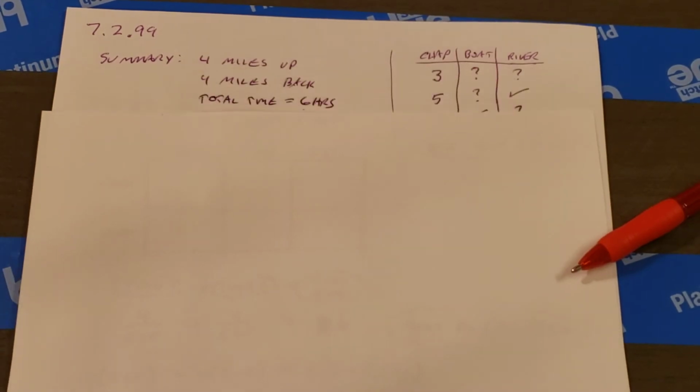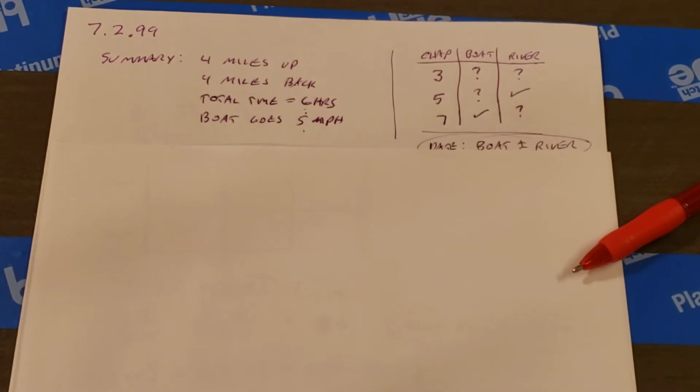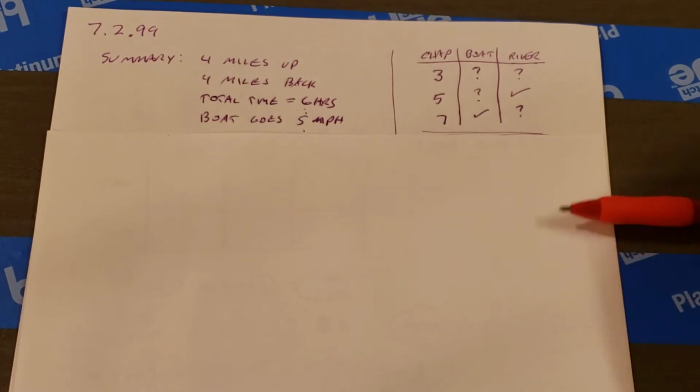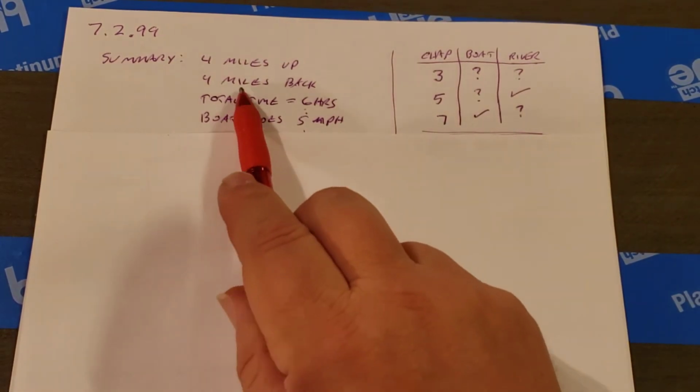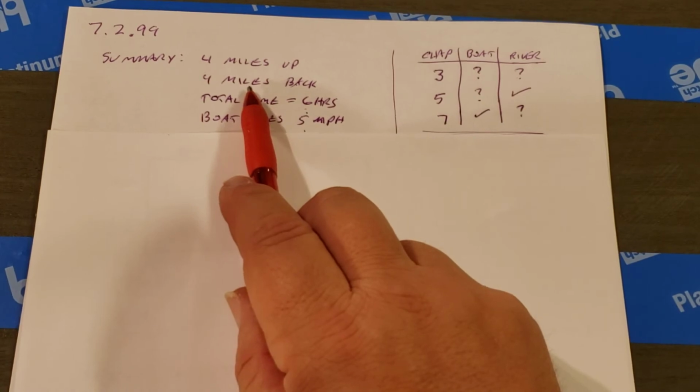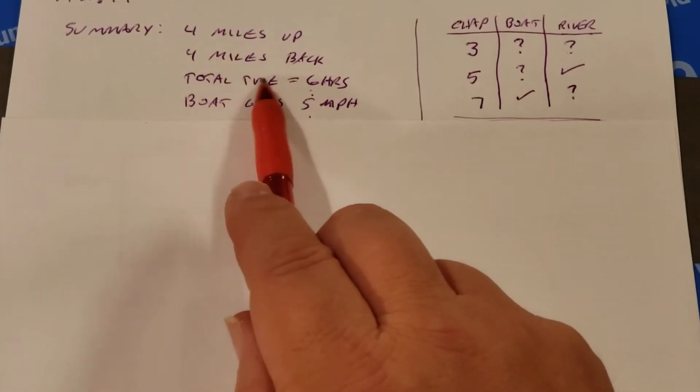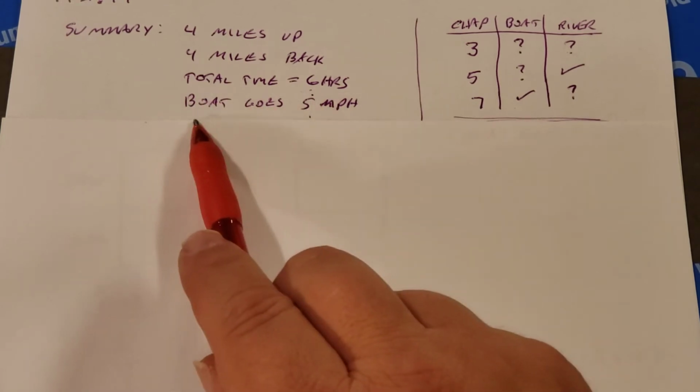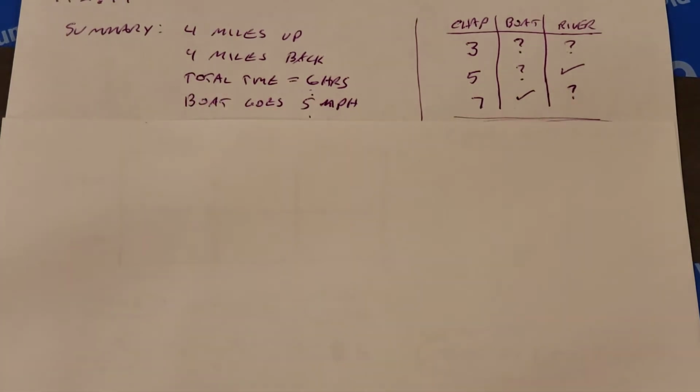All right, so I want to kind of summarize what's going on here. Summarize the question and what's happening. All right, so the question is 4 miles up, 4 miles back. Total time is 6 hours, and the boat goes 5 miles per hour.